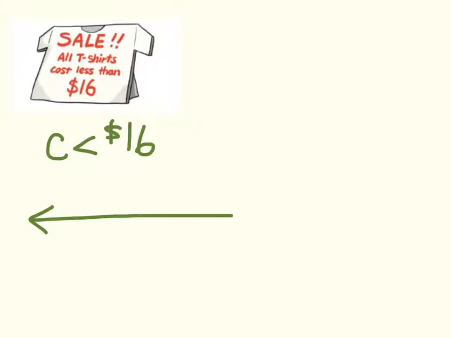Now let's use the other skill we've learned in Chapter 8, solving inequalities, to solve a real-world problem. Jamal sees this sign in a store window. Sale. All t-shirts cost less than $16. Write an inequality to represent this situation, and then use a number line to represent the inequality. Let C represent the cost of a t-shirt. It is less than $16. So here's our inequality. Let's draw a number line to represent all the possible costs.